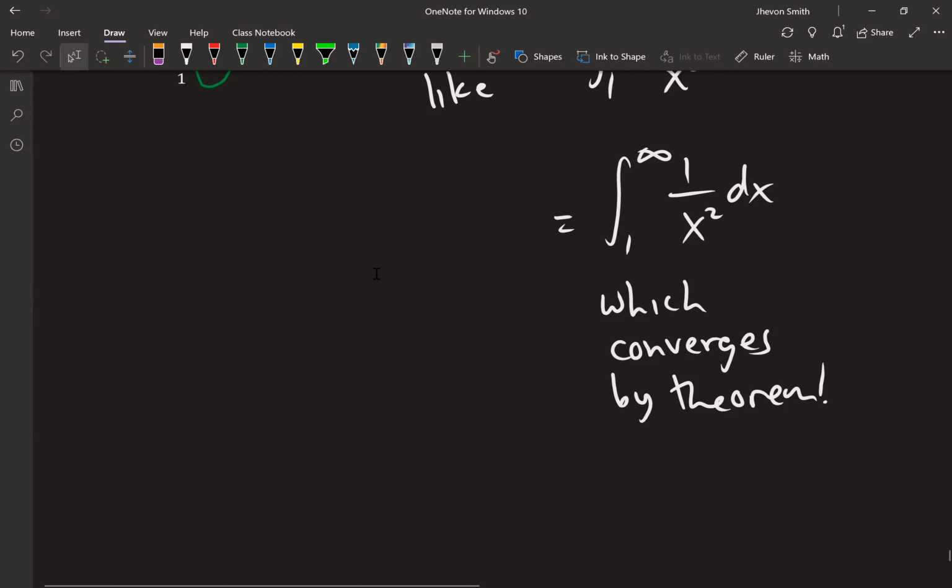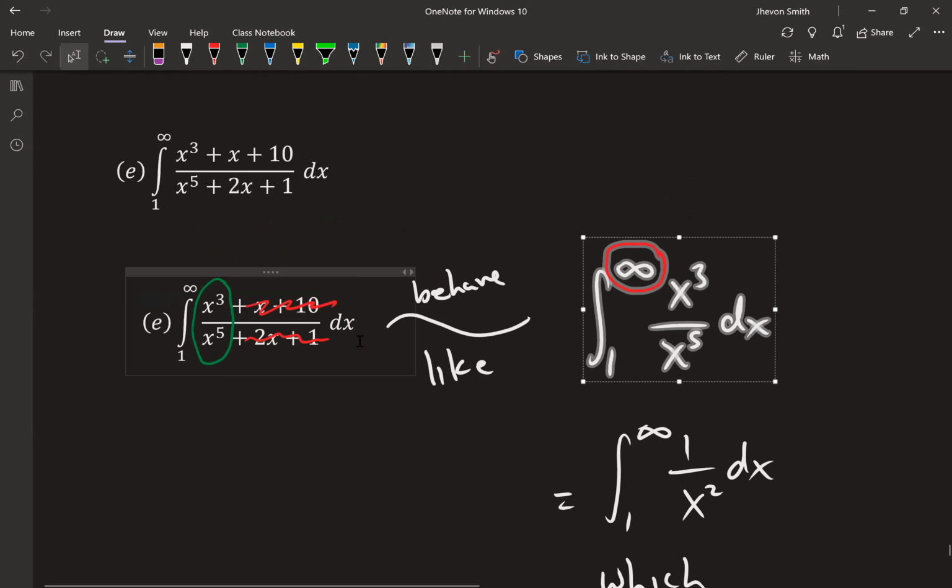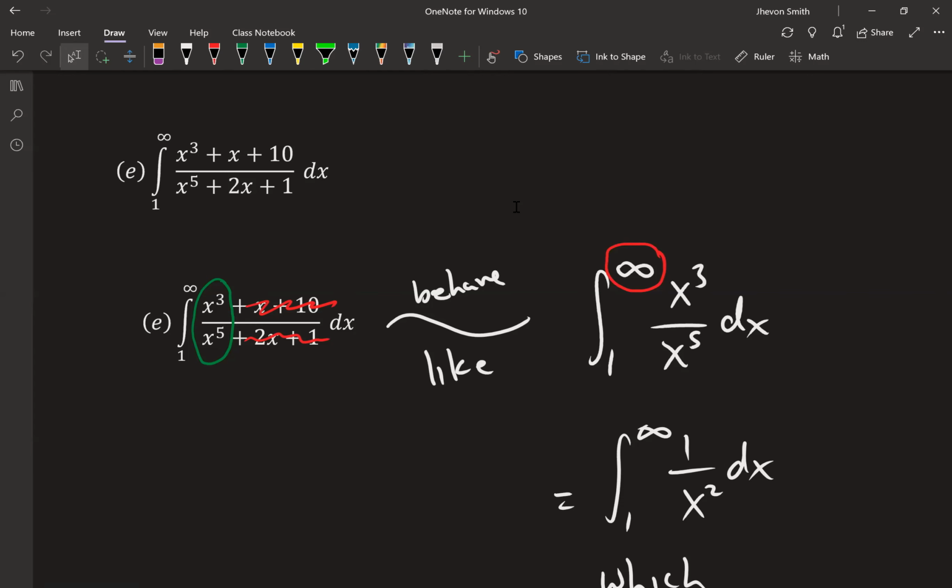How am I going to make the comparison? I just ignored all the little guys. Do I know that I got something bigger or smaller? Well, in this situation, I submit to you that it's kind of hard to tell.